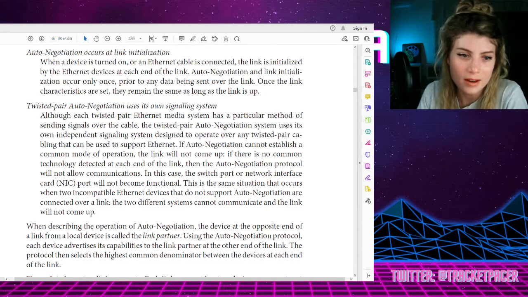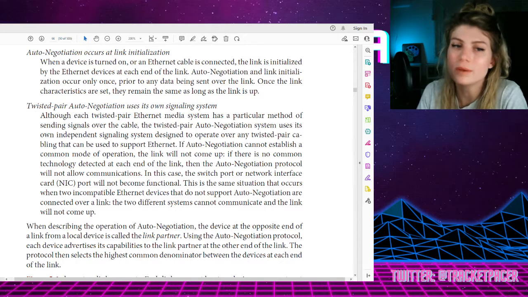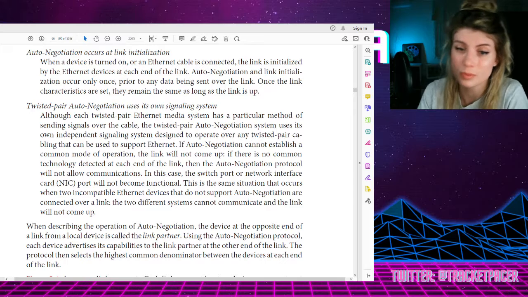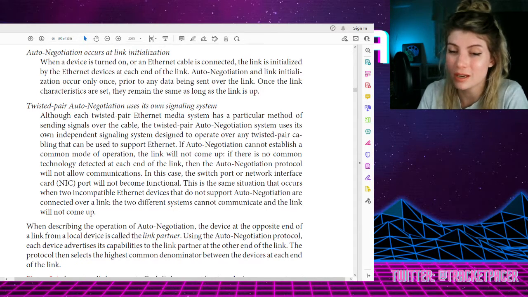All right, I'm done. Okay, so if there's no common technology detected at each end of the link, then auto negotiation won't allow communications, and the switch port or NIC port will not be functional. This is the same situation that occurs when 2 incompatible Ethernet devices that don't support auto negotiation are connected over a link. The 2 different systems can't communicate and the link won't come up.